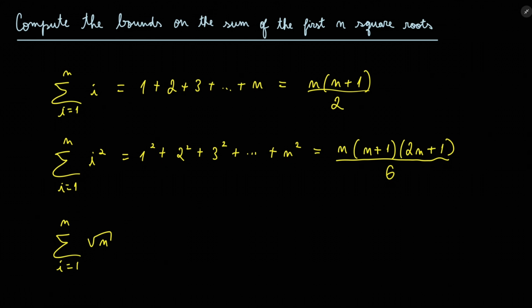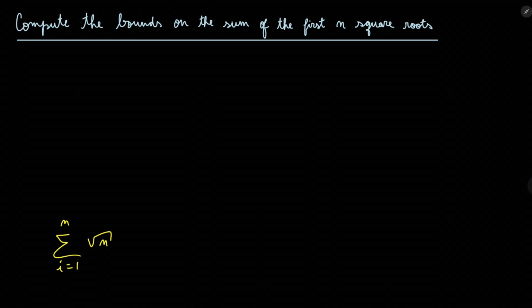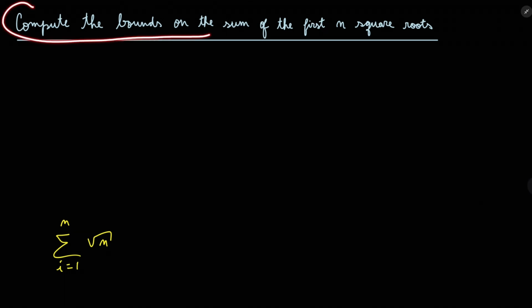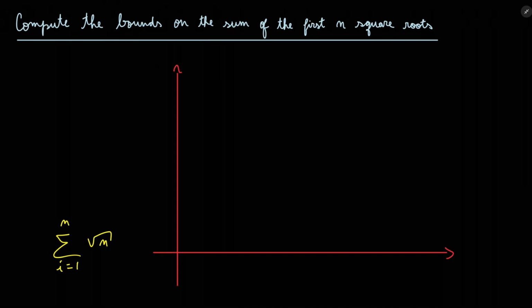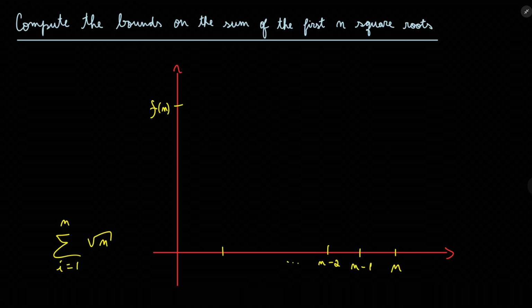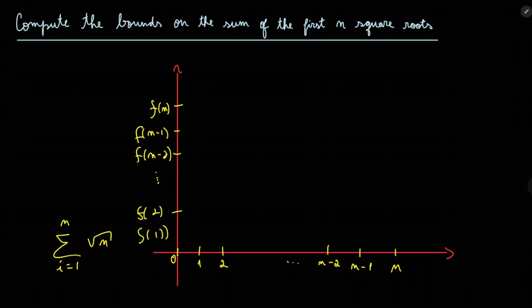So what can we do here? What we can do is go with the next best strategy, which is to compute the lower and upper bounds on the sum. Suppose we have a graph for a function f of x. We've got n here and f of n here, and then we have n minus 1, n minus 2, etc. And here we have 2, 1, and 0. So f of n minus 1, f of n minus 2, f of 2, and f of 1.